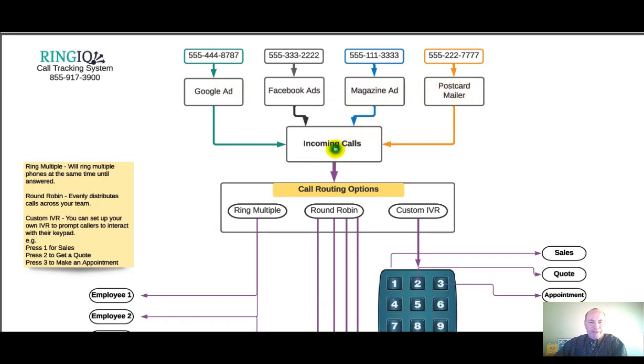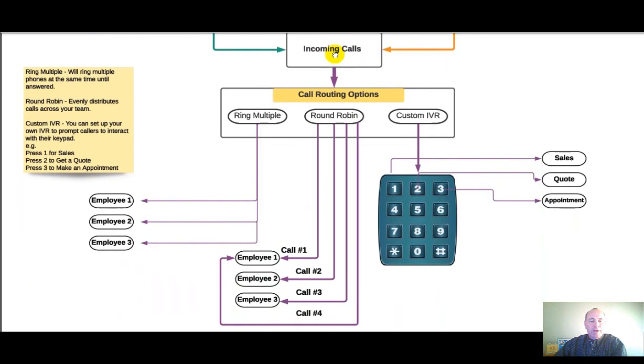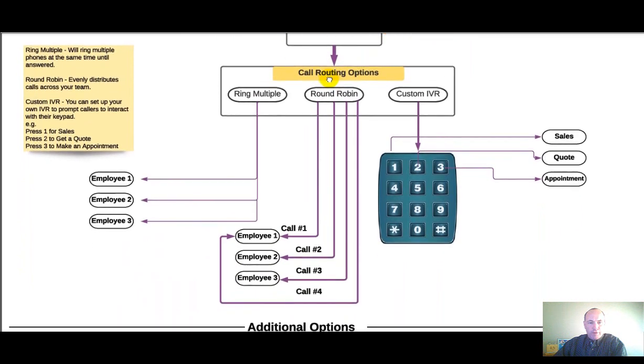Now, as we start receiving incoming sales calls from these ads, RingIQ looks at how you specified that you wanted to route your phone calls. So you have 3 different routing options. The first one is to ring multiple numbers. Inside of RingIQ, you can add 1 or as many employees as you want to, and his or her cell phone, landlines, however they receive calls. And with that option, what happens is it rings all of these phones at the same time until somebody picks up the phone.